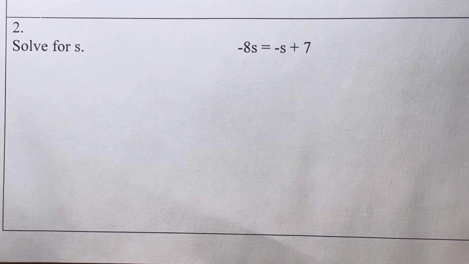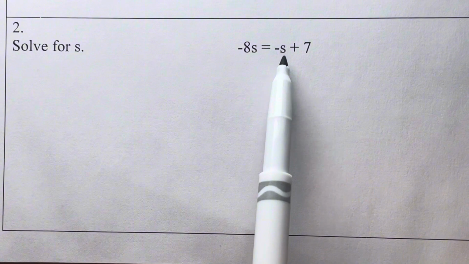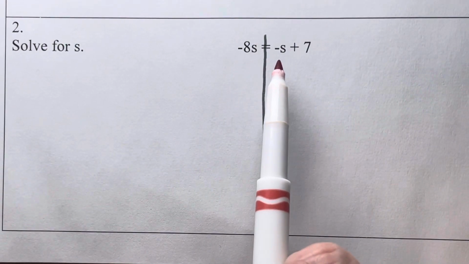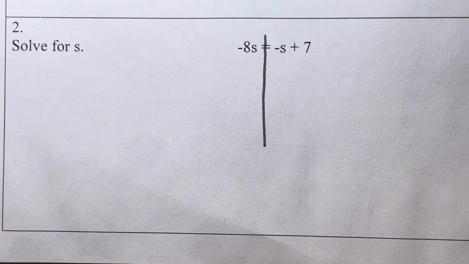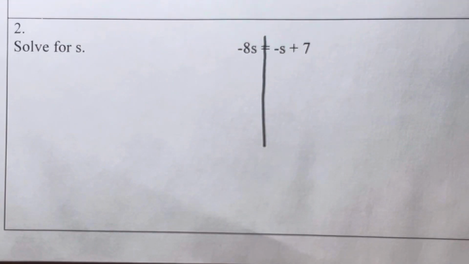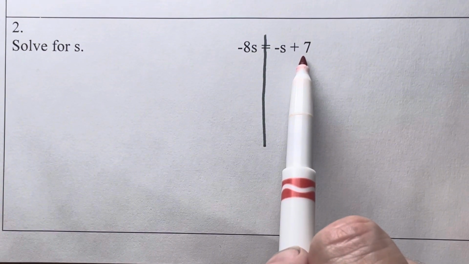Example 2. We're going to solve for s, where -8s is equal to -s plus 7. So we look at our problem and we say, okay, I have variables on both sides of the river. And we need to pick one. We need to move one to the other side of the river so that we have all of our like variables on the same side of the river. Remembering that our goal is to get it alone, away from the constant term.